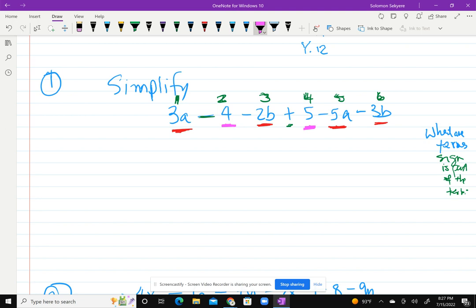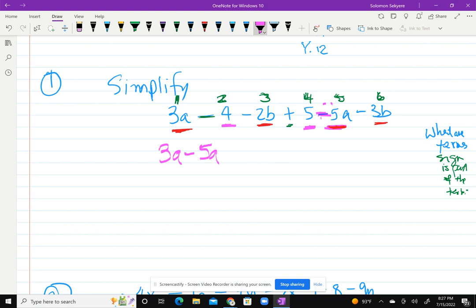So to simplify this, first let's group like terms. So I write my 3a, and then the 5a. The sign before here is part of the number, so it goes with it. Whenever I'm grouping, the sign goes with it. So minus 5a.